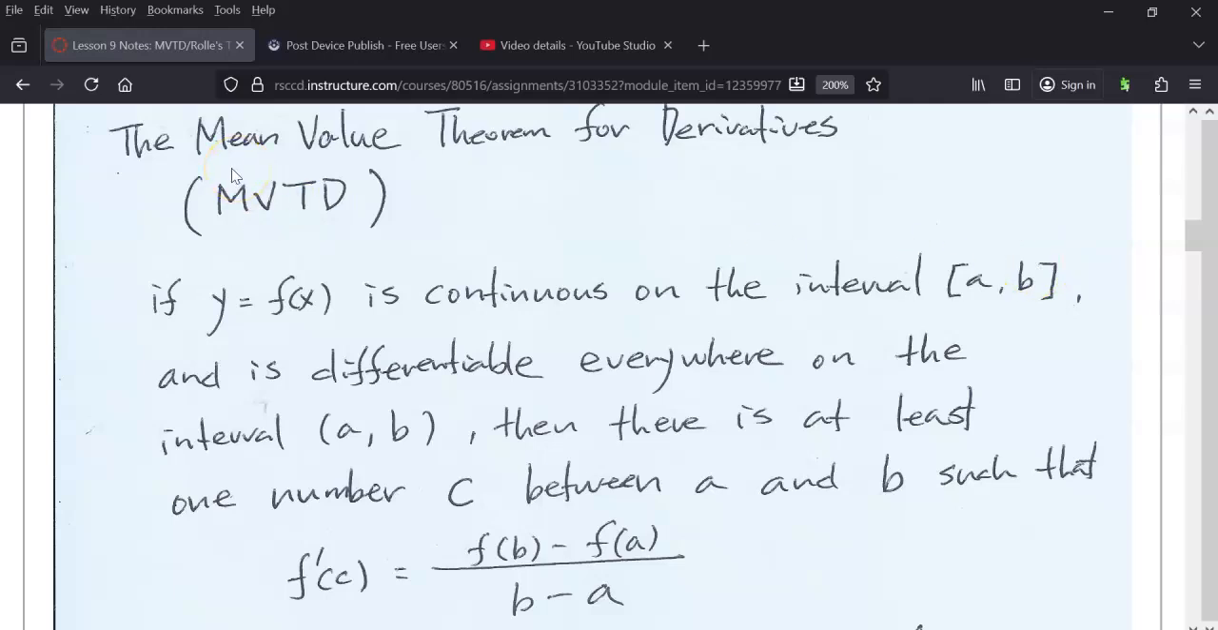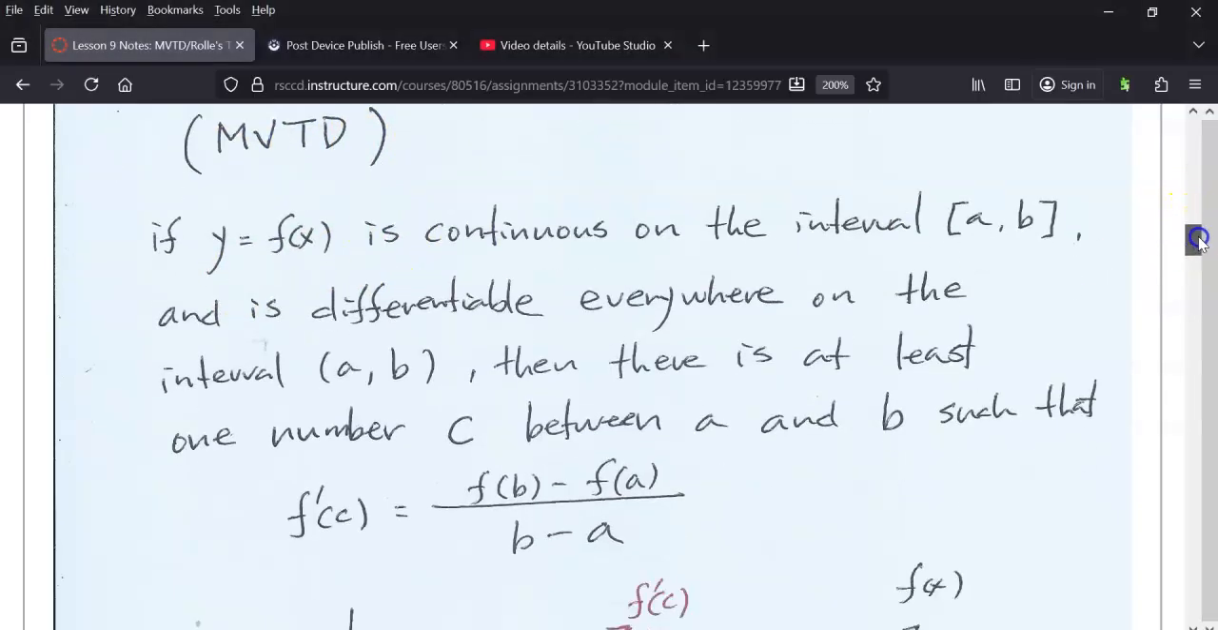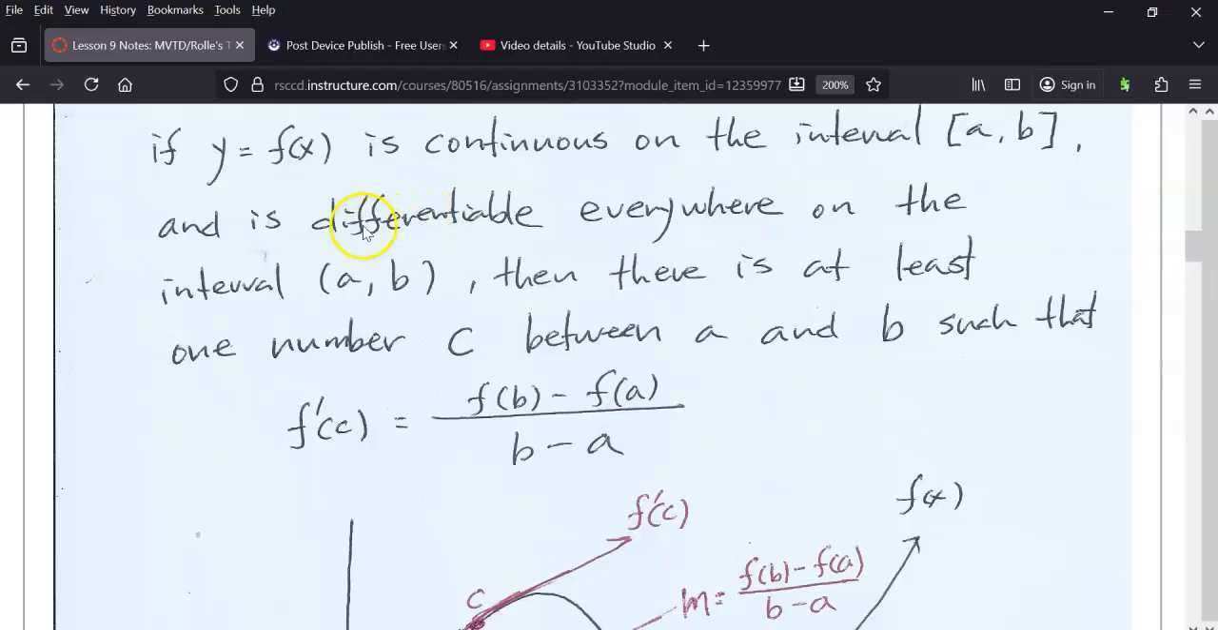The mean value theorem for derivatives, MVTD for short. The theorem states: if y equals f of x is continuous on a closed interval between a and b, and is differentiable everywhere on the interval (a, b), then there is at least one number c between a and b such that the derivative of the function at c must equal f of b minus f of a over b minus a.